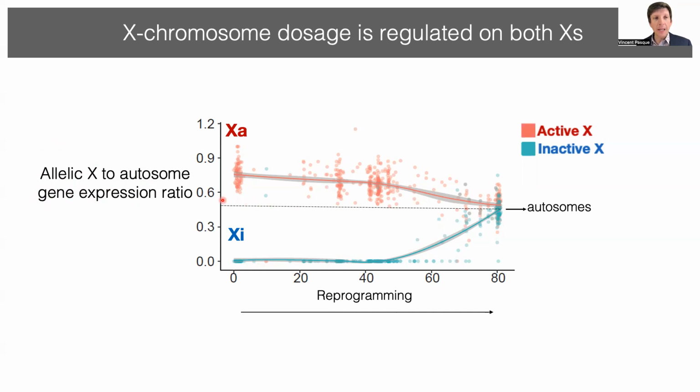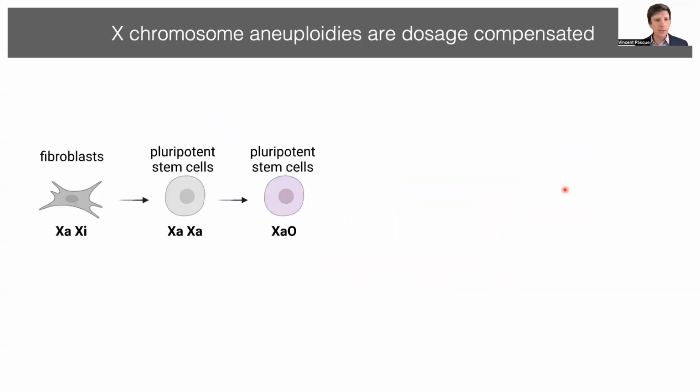And now, when we look at the active X chromosome in red, we see that actually there is upregulation. There is a global expression to higher levels than autosomes, which is clear evidence for X chromosome upregulation in mammals. And moreover, during reprogramming, as the inactive X chromosome is reactivated, it appears that the active X chromosome reverses its upregulation. So it's as if cells sense that the inactive X chromosome is reactivated and then adapt gene dosage on the other allele accordingly.